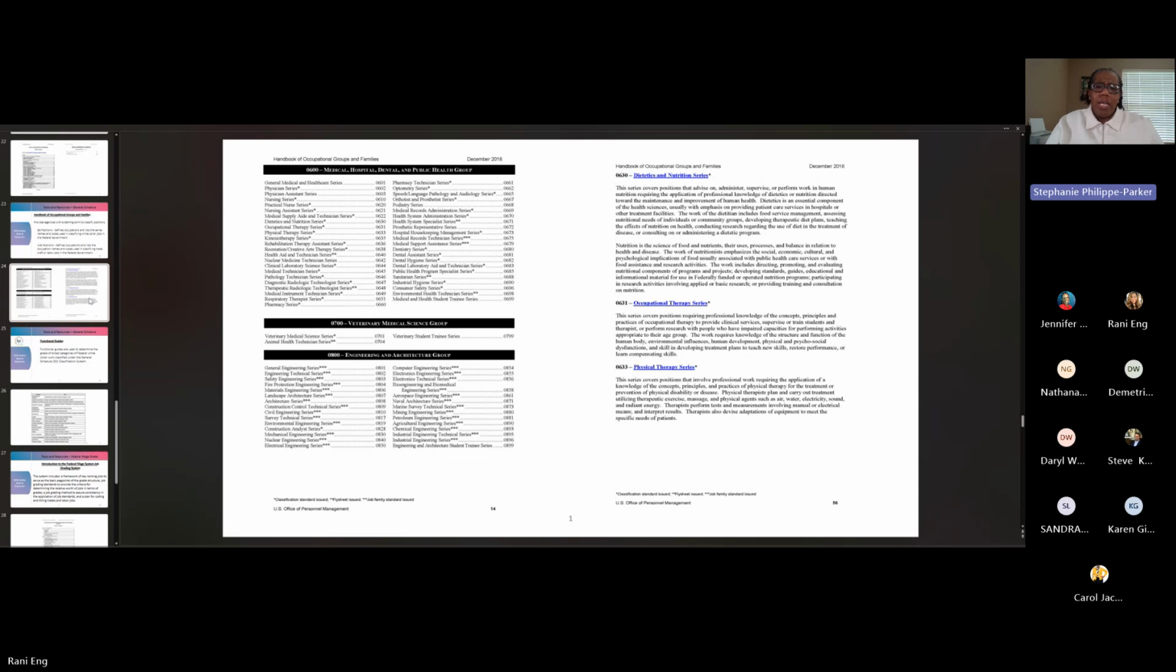As a classifier, we likely do not know the difference between a practical nurse and a nursing assistant, but OPM does, and we must rely on them to define the requirements for both. So again, having this handbook plays an important role in making just one out of the many decisions as it relates to the proper title, series, and grade for a position. Next slide, please.